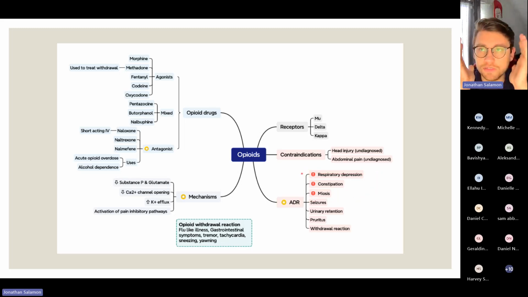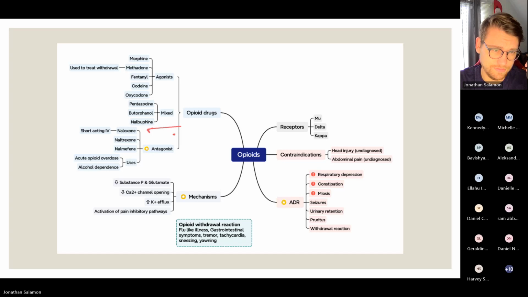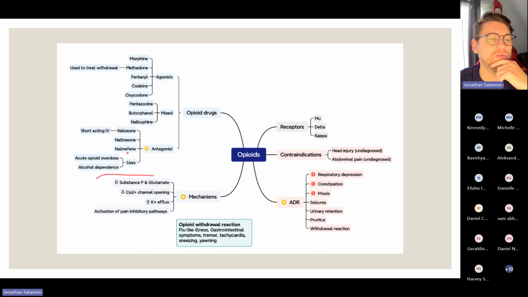Small pupils. If you see someone who has overdosed and the question says their pupils are small, pinpoint pupils, it is opioids. Treat with naloxone. And then you can use naltrexone, which is an opioid antagonist, for people with addictions to opioids or alcohol. And then the withdrawals. It'll be the worst flu we've ever had.